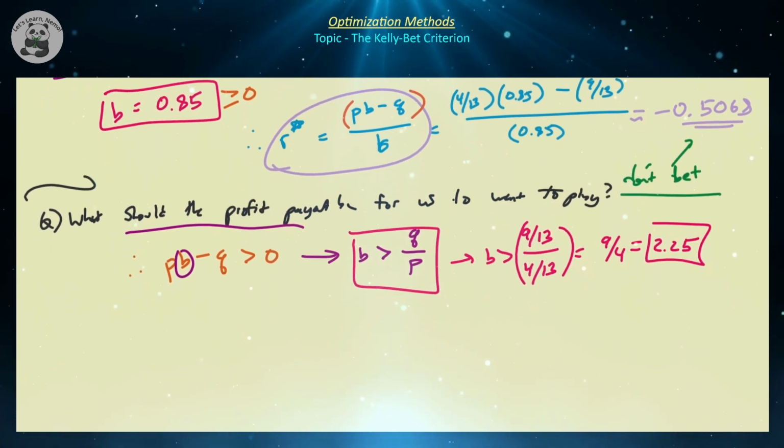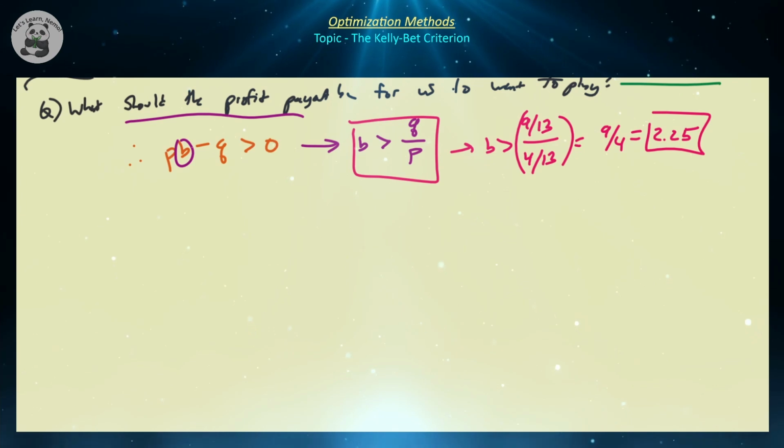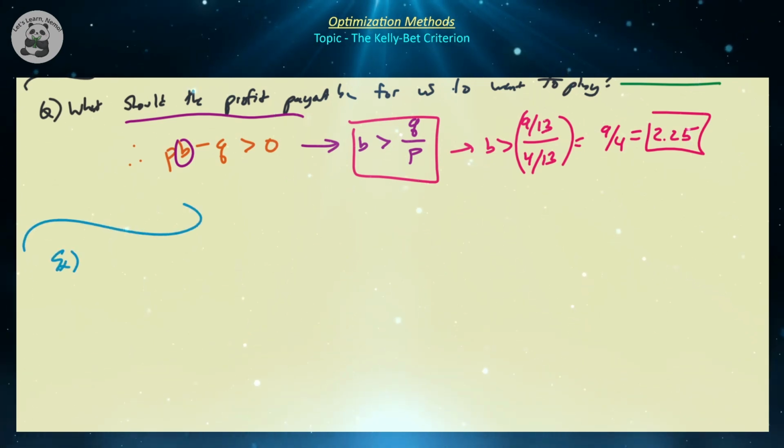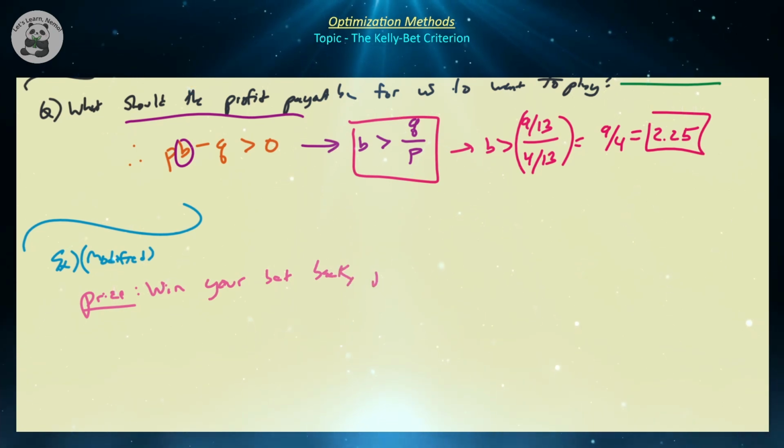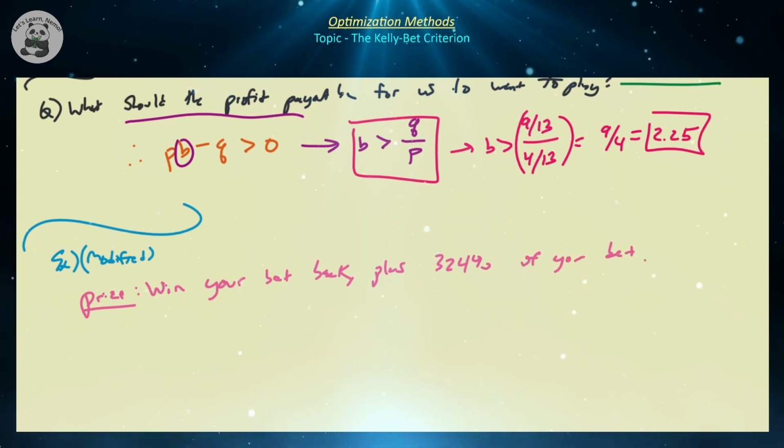Now, with this information in mind, let us slightly manipulate the example that we originally had. Example modified. So now let's assume that you see another game, same rules, just different prize. You're going to win your bet back and then plus 324% of your bet, right? So that means in some sense B is going to be equal to what? You take your original bet, that's going to give you 424% of your bet.